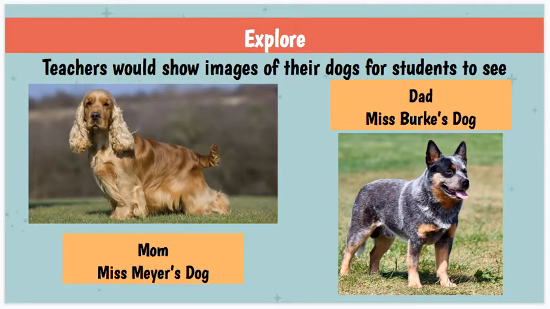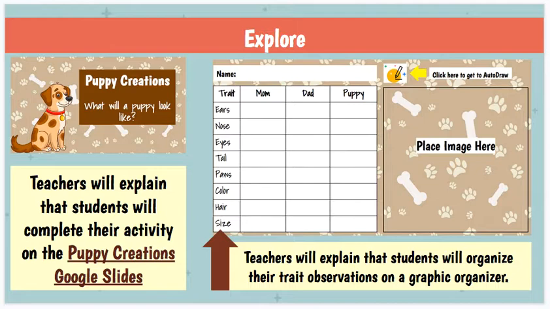Then for the explore area, the teacher would show the images of their dogs for students to see. So the mom dog is Miss Meyer's dog, and the dad dog is Miss Burke's dog. Okay, so then the teachers would explain that students will complete their activity on the Puppy Creations Google Slides. Since this is a virtual learning lesson, the slides would be a way for the teacher and students to organize their work and also see what their peers have done. So the teacher would also explain that students will organize their trait observations on a graphic organizer.